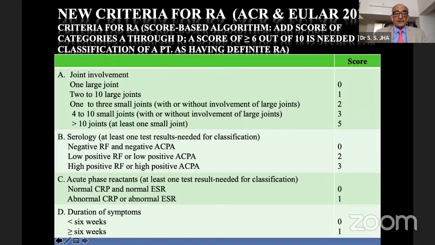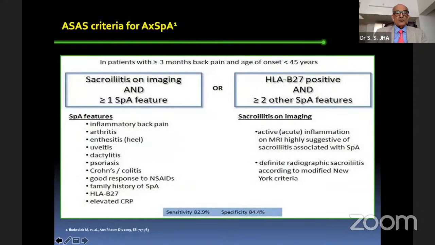Again, acute phase reactants, CRP and ESR, at least one result is necessary. Duration of symptoms, less than 6 weeks, more than 6 weeks, and this should total 6 or more for confirmation of the diagnosis. That was rheumatoid arthritis.